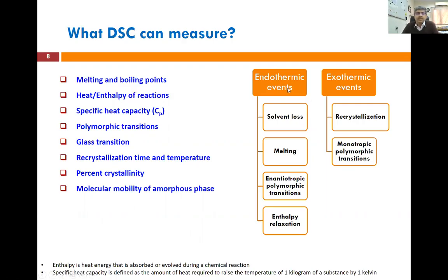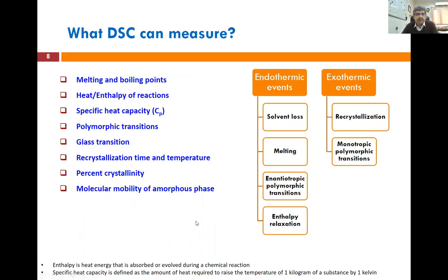Some of the endothermic events that are important for pharmaceuticals include solvent loss, melting point, enantiotropic polymorphic transition, and enthalpy relaxation in the amorphous samples. While the important exothermic events include recrystallization of the amorphous form, or as such, recrystallization of one crystalline form to another crystalline form. Monotropic polymorphic transitions are also associated with the exothermic change.